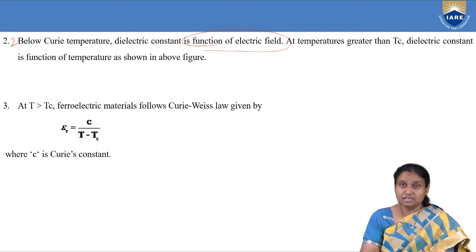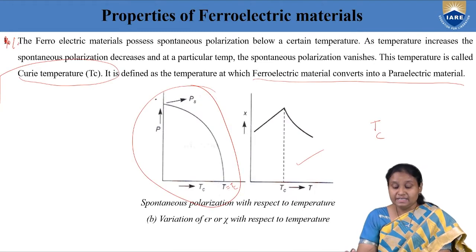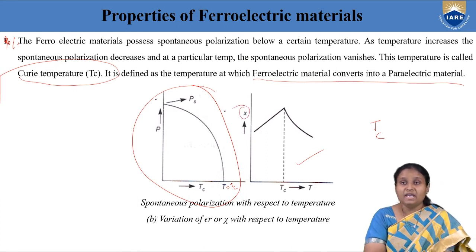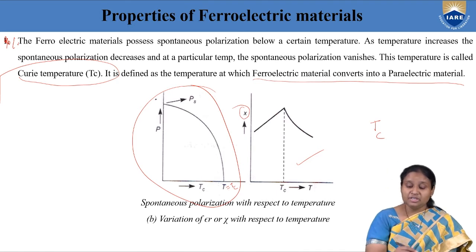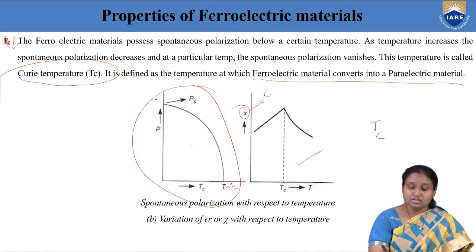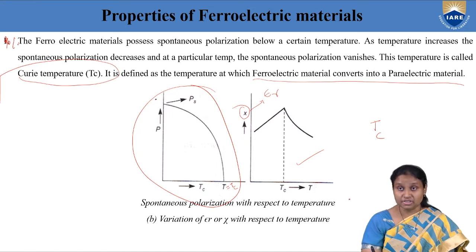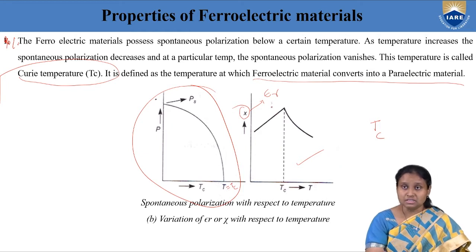Now, to understand this, I'll go back to this slide. On the y-axis I have taken susceptibility, but in place of susceptibility I can also take the dielectric constant epsilon r. And on the x-axis we are taking temperature. We have shown the variation of dielectric constant or susceptibility with temperature. Suppose I take the dielectric constant, then as temperature is increased, what is happening to the dielectric constant value?